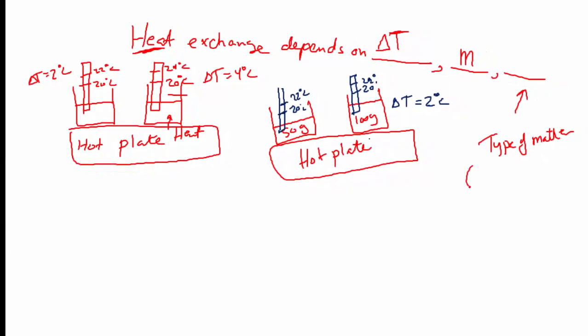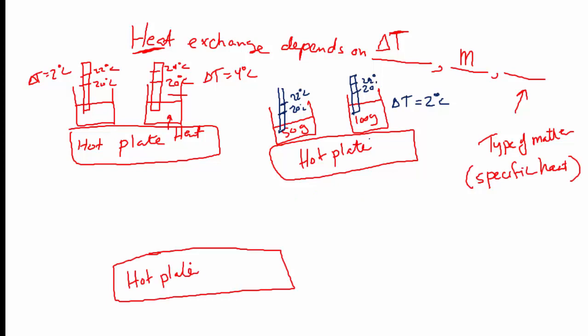And this is what we call the specific heat. So for example, if we have the same hot plate, and now instead of water only, we have water and mercury. And let's assume we have the same amount. For example, 100 grams of water, H2O, and here we have 100 grams of mercury. So the mass is the same, hence the mass is a constant.